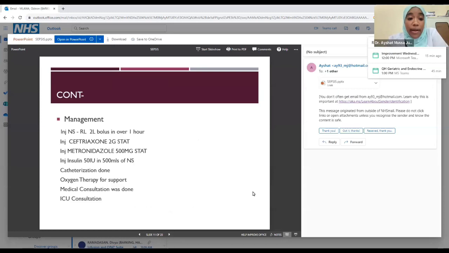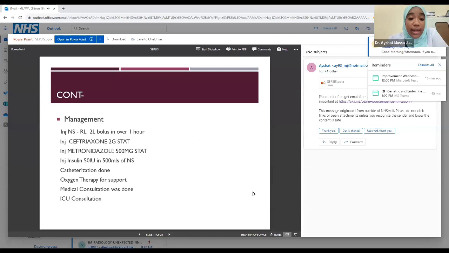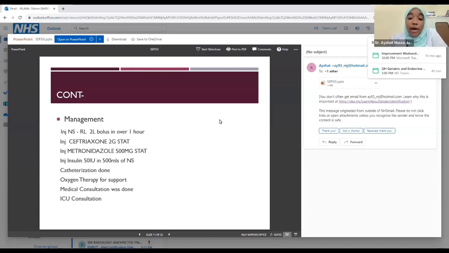Management that was started: we started the patient on normal saline alternating with Ringer's lactate, a 2-liter bolus over 1 hour. After an hour, the reassessment of RBG was still high. The patient was started on insulin 50 international units in 500 mls of normal saline. Ceftriaxone and metronidazole were initiated in the first 30 minutes.